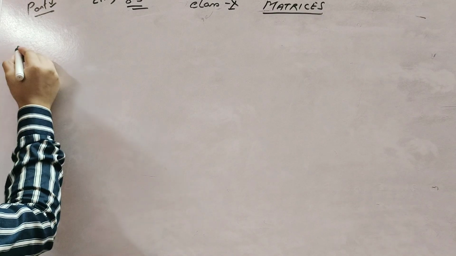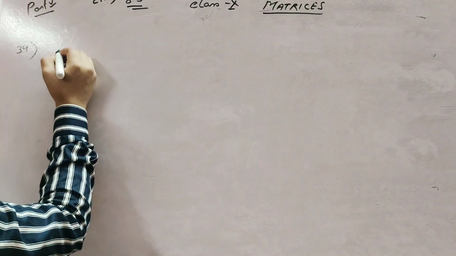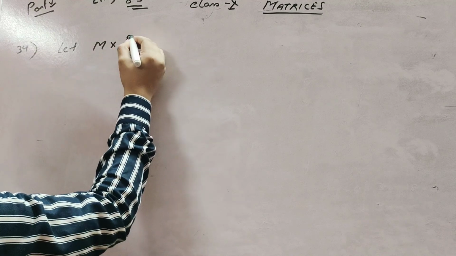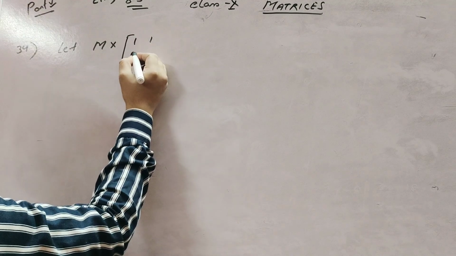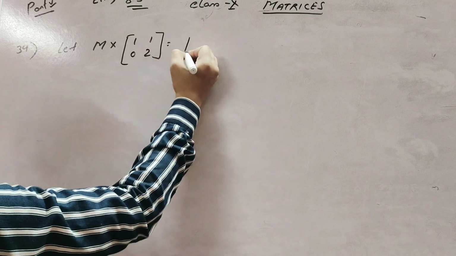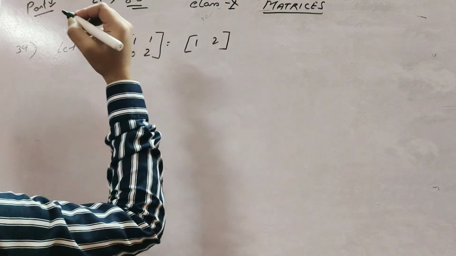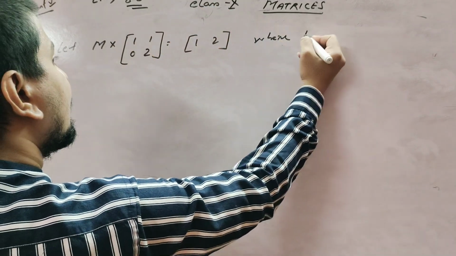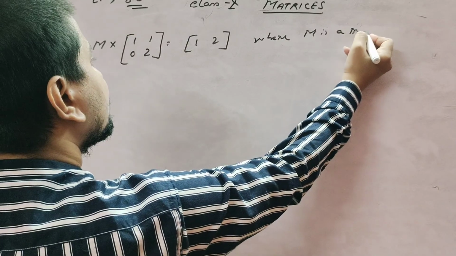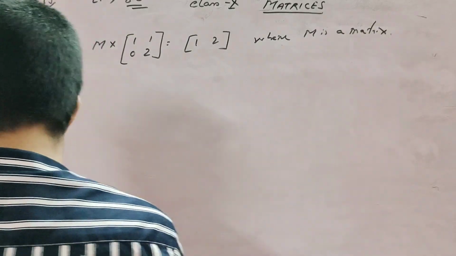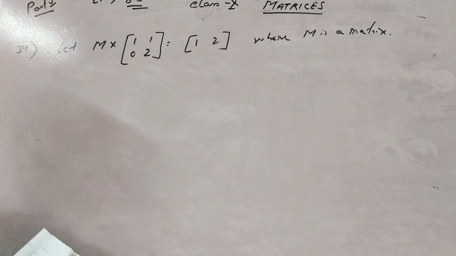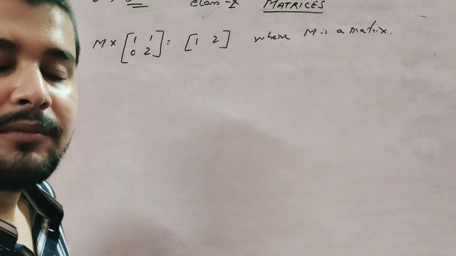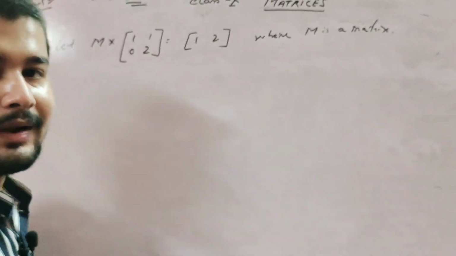Now turn to question number 34. In question number 34, let M times the matrix 1 1 0 2 equal 1 2, where M is a matrix. State the order of the matrix and find the matrix M. First of all, clear the order of the matrix. Order of a matrix means number of rows and number of columns. Then find out the matrix.